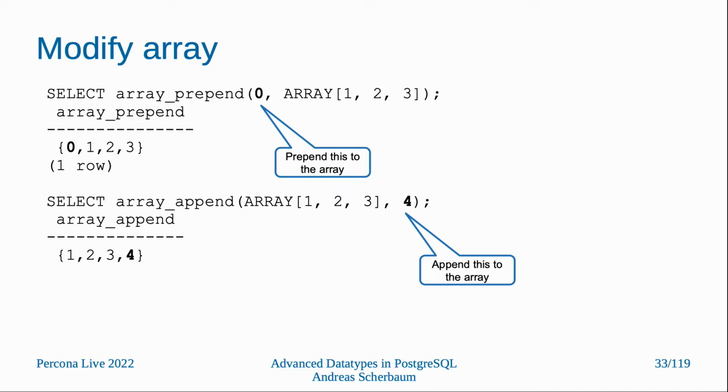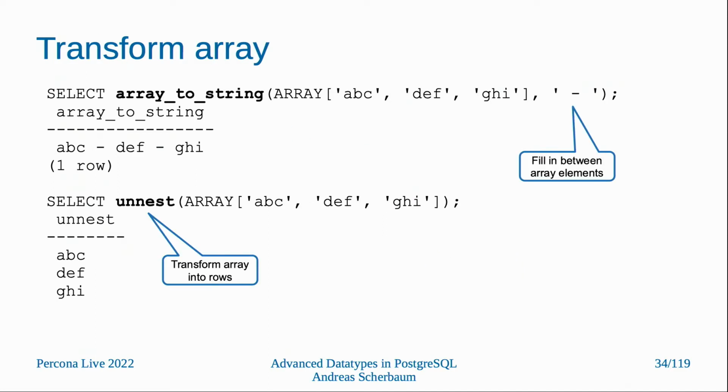I can, of course, modify arrays, so I can use array prepend to add something at the beginning, or array append to add something at the end. If you actually want to move something into the array, you have to split it up and combine it again. It's a bit more complicated, but you can do it.